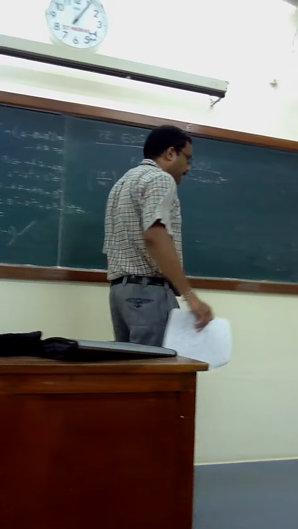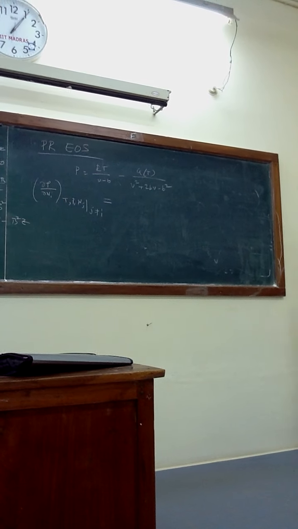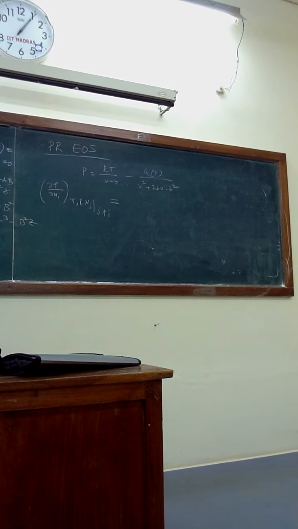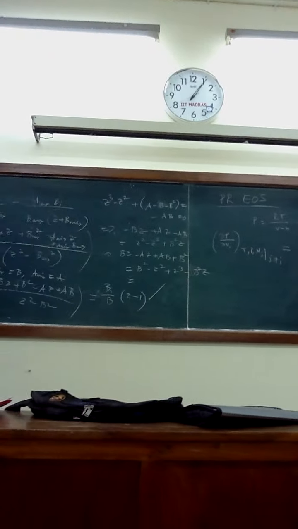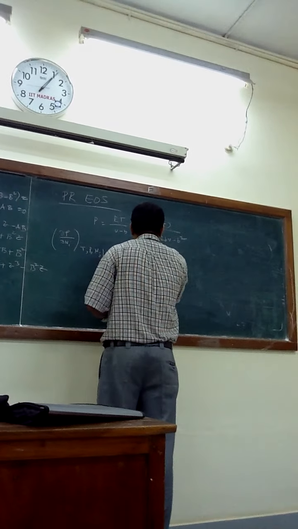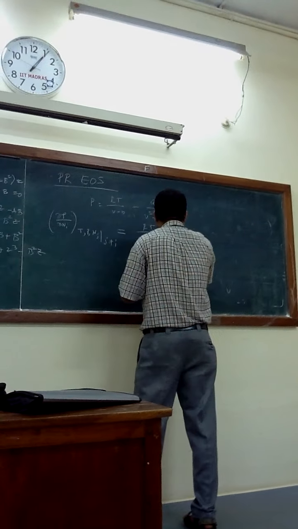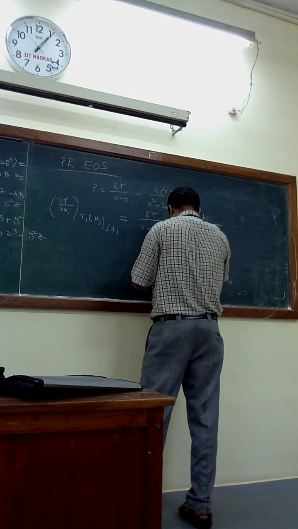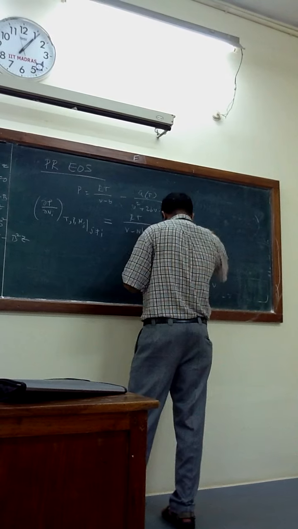Dou P by dou Ni for the Peng-Robinson equation of state. Okay, anybody ready? So the first two terms I write for you. RT by V minus N b mix, plus N R T b i divided by V minus N b mix whole square.